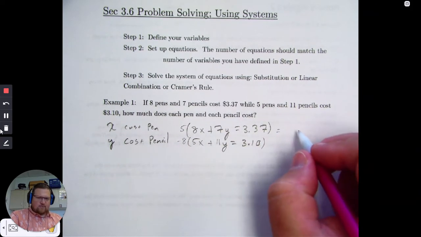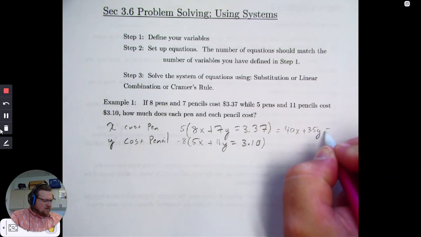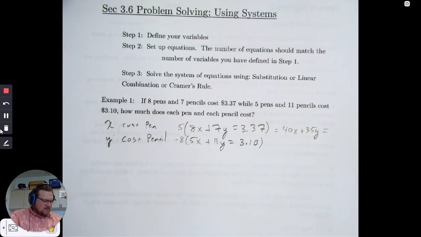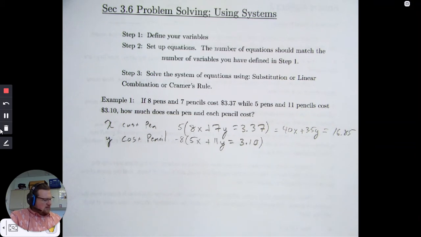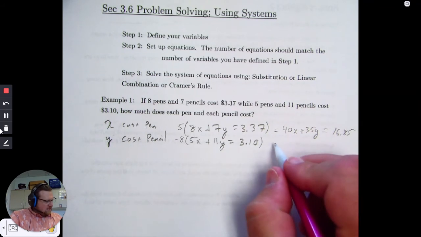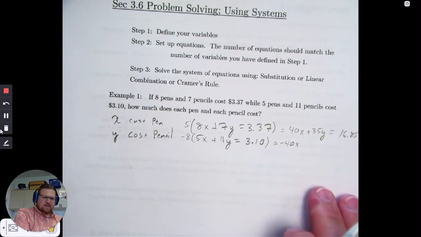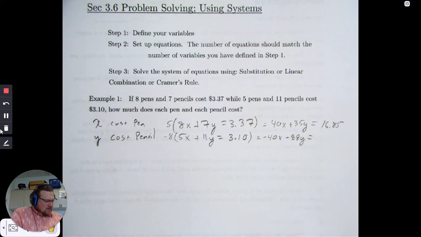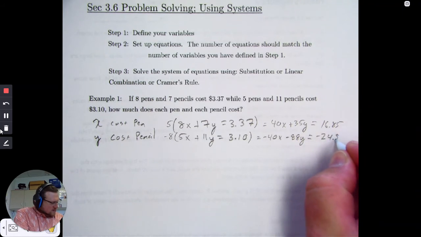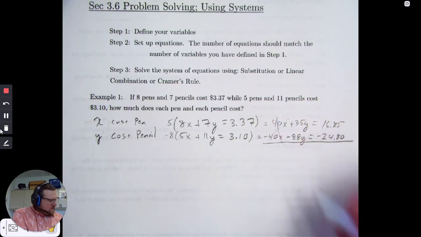So when I do that, my top one becomes 40x plus 35y equals 337 times 5, which is 1685. On my bottom one, if I multiply by a negative 8, I get negative 40x minus 88y equals, and if you do a negative 8 times $3.10, that leaves you with negative $24.80. So if I add these together, my x's will now cancel each other off.